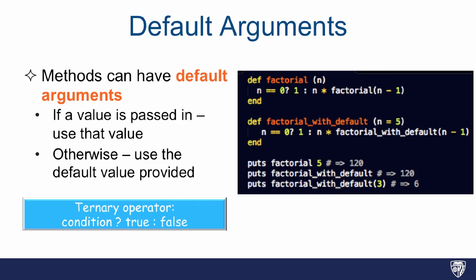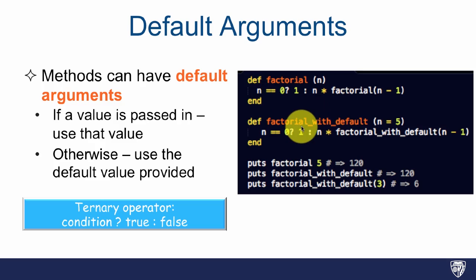Default arguments. Methods can have default arguments. So maybe you want to provide a certain value that if no value is passed in, that value will be used. So for example, we have a factorial method which does not use default arguments. A regular factorial method, which by the way, it's interesting, it's written as just a one-liner in Ruby. So if n equals 0, then return 1. Otherwise, return n times the factorial of n minus 1, which recursively calls this method. Again, notice no return statements. It just knows what to do and it just works.